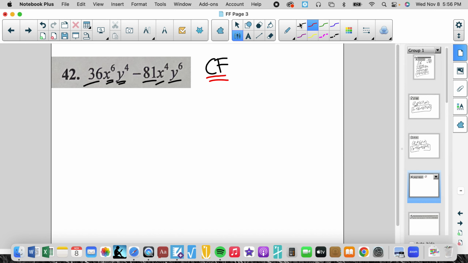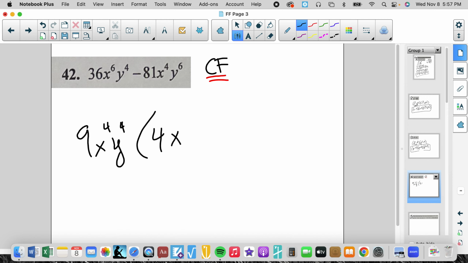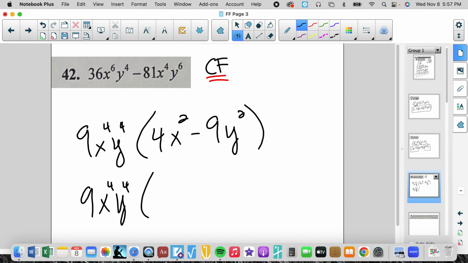So I'm going to do a common factor. And my common factor is actually going to be a 9. Let's look at my x's. I can take out x to the fourth, and I can take out y to the fourth. So if I take that out, I get 4x squared minus 9y squared. Oh my goodness, how much easier was that? And this is conjugates, 2x minus 3y, 2x plus 3y.